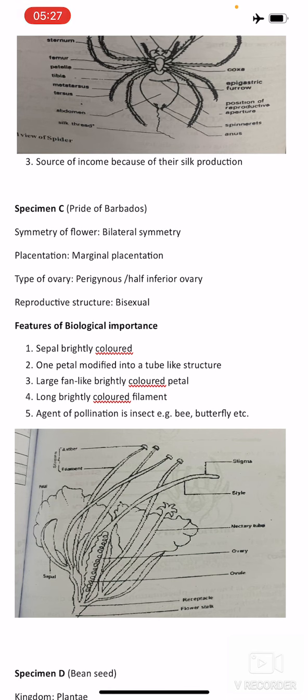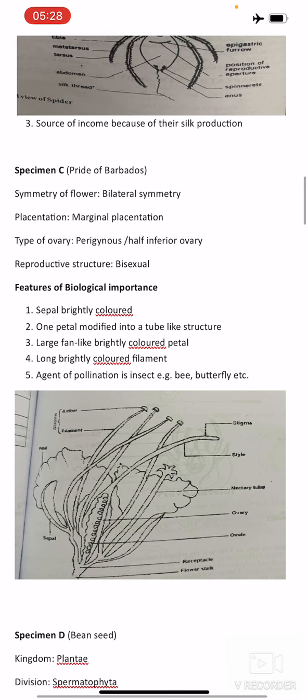So the symmetry of the flower is that they are bilaterally symmetrical. They have a marginal placentation, and they have a half inferior ovary. The reproductive structure is that they are bisexual. That means they have the androecium and the gynoecium on the same flower. We know that the androecium consists of the anther and the filament, and the gynoecium consists of the female reproductive part, that's the style, stigma, and the ovule.